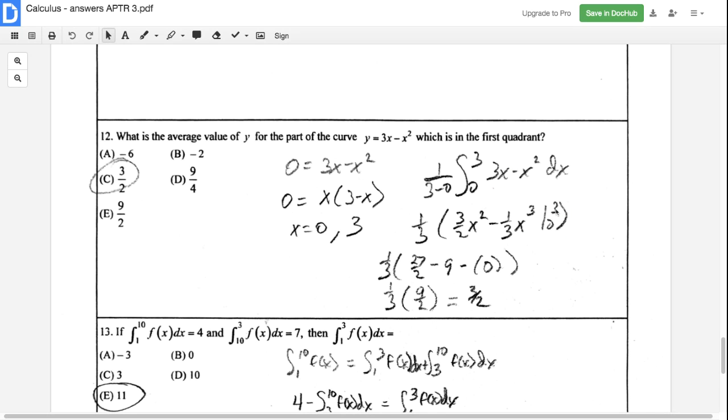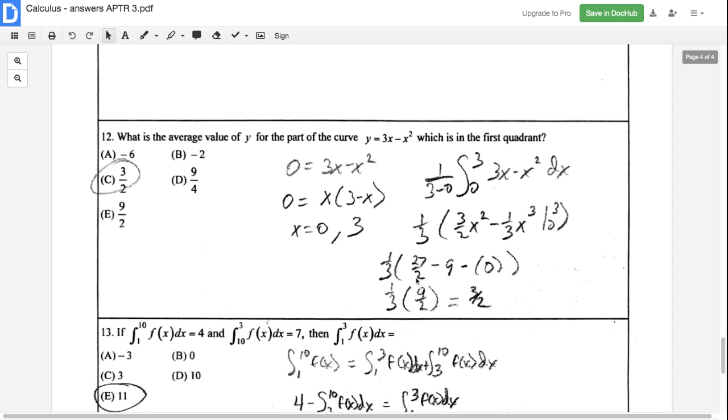Plug in 3 first. So 3 squared is 9 times 3 is 27. And 3 cubed is 27 times 1/3 gives me 9. I plug in 0 to both of these. That gives me 0. So 2 times 9 gives me 18. 27 minus 18 is 9. And the 9 and the 3 reduce. It gives me 3/2. So my average value is 3/2.